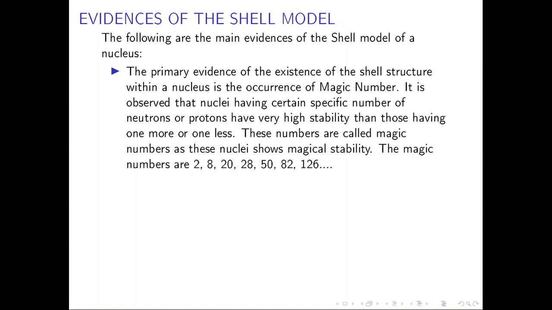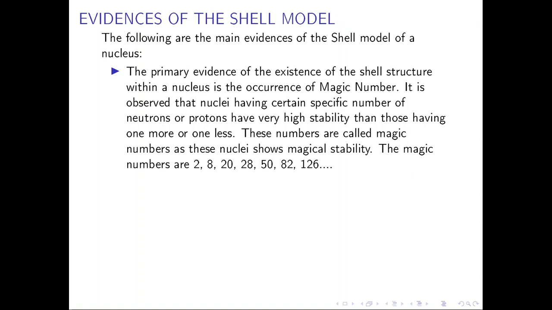So what are the evidences of the shell model of the nucleus? Before we go into the details of the shell model and develop the theory of the shell model, there were quite a few evidences which suggested the existence of the shell structure inside the nucleus. The primary evidence of the existence of the shell structure within a nucleus is the occurrence of magic numbers. It is observed that nuclei having certain specific number of neutrons or protons have very high stability than those having one more or one less.